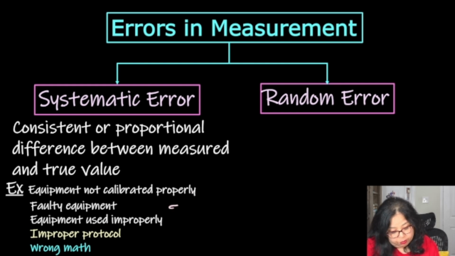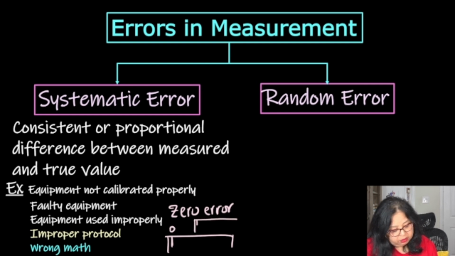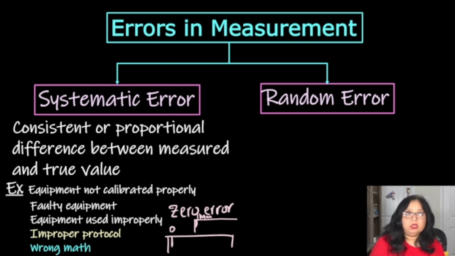In addition to these, you may also have zero error of the instrument. That means maybe you're using a ruler and it's supposed to start at 0, but the 0 is broken off and it's starting at 1 millimeter instead. So all of your readings will be off by 1 millimeter in this case. Whatever you're measuring, it will consistently measure 1 millimeter longer than it should have measured in case this 0 had been there. Moving on to random errors.